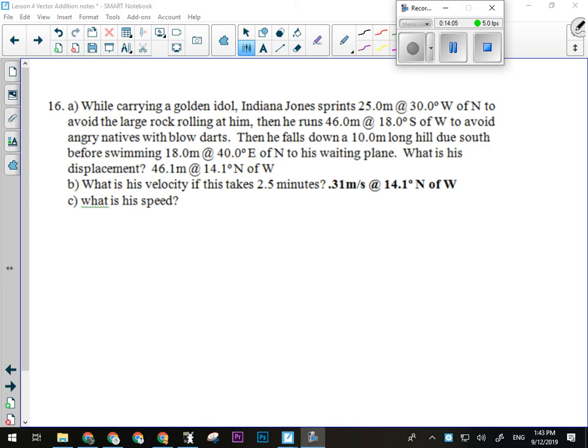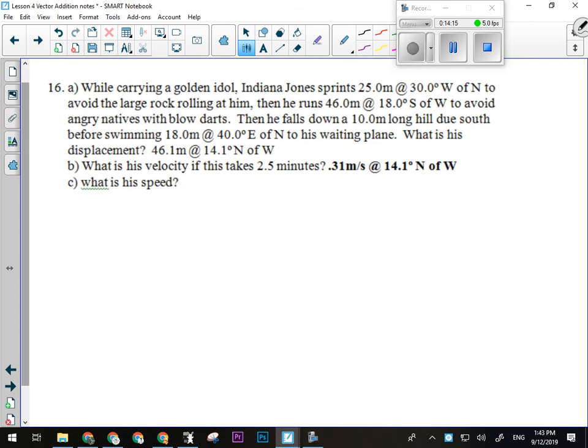Okay, so for this one, listening please, the first part of it is 25 meters at 30 degrees west of north. Okay, so 30 degrees west of north, I'm going to draw a reference line that's north. I'm going to go 30 degrees to the west of that, okay, for 25 meters. Okay, y and x.